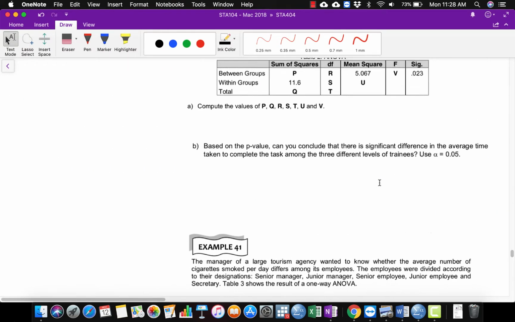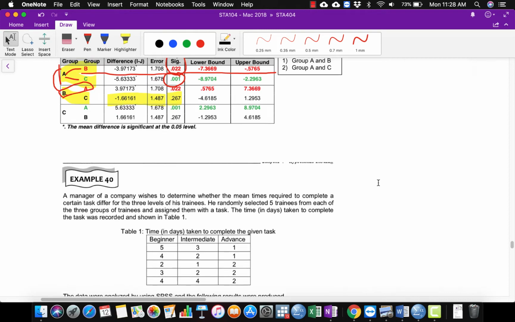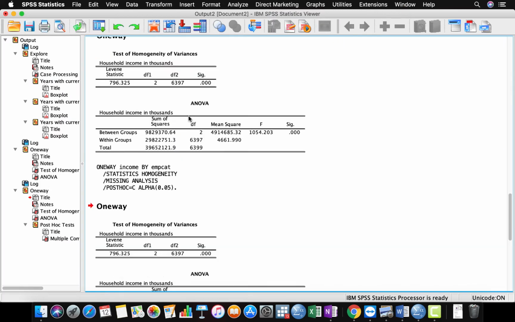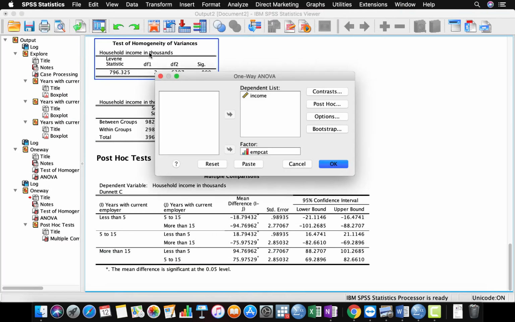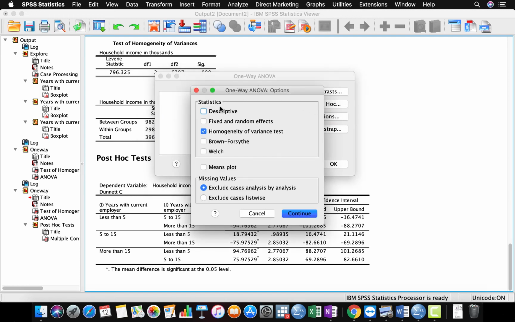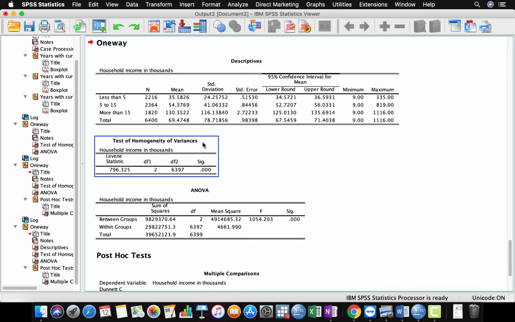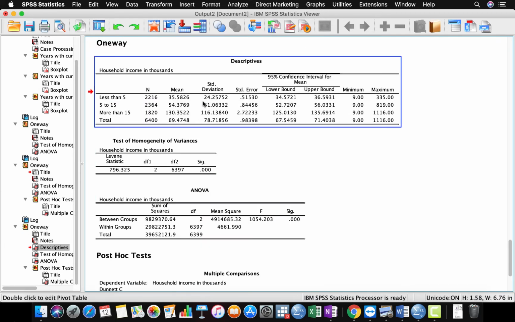Right. So now look at the SPSS table. If you want to know more, you just go to One Way ANOVA, click on Options, click on Descriptive and click OK. It will provide the same table but with one extra table. If you look at the mean, less than 5 is 35,000, 5 to 15 is 54,000. There is a difference, right? The difference is increasing, right?